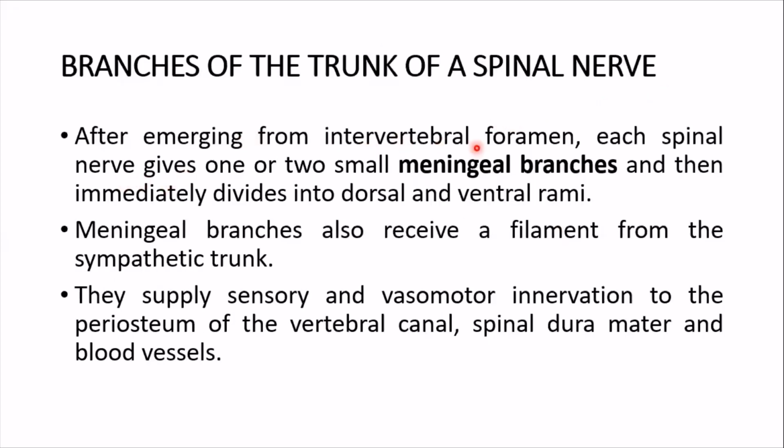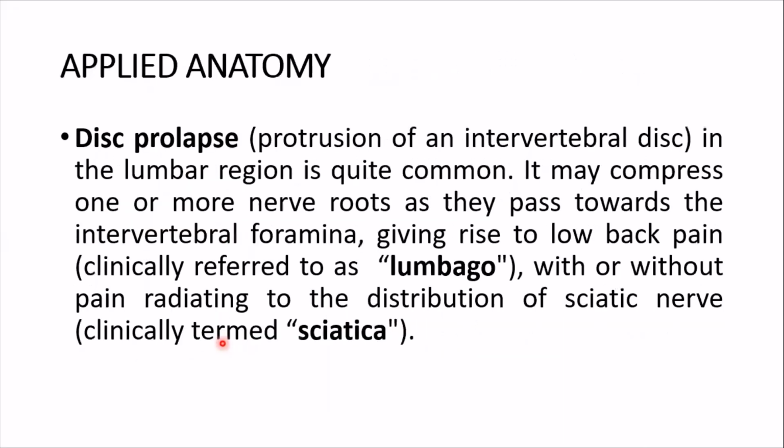Then the branches of the trunk of the spinal nerve. After emerging from the intervertebral foramen, each spinal nerve gives one or two small meningeal branches, I told you already, and then immediately divides into dorsal and ventral rami. Meningeal branches also receive a filament from the sympathetic trunk. They supply sensory and vasomotor innervation to the periosteum of the vertebral canal, spinal dura mater, and blood vessels.